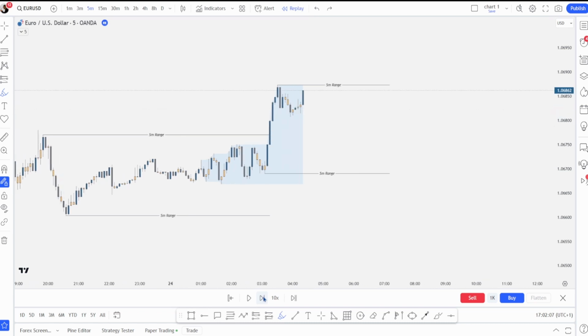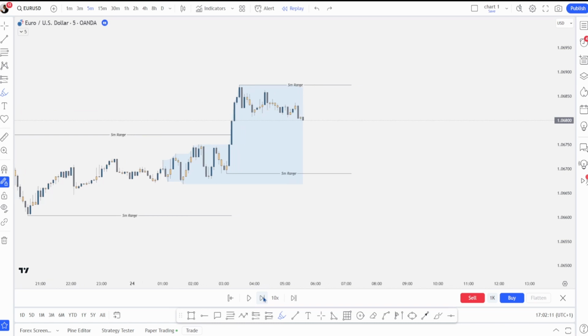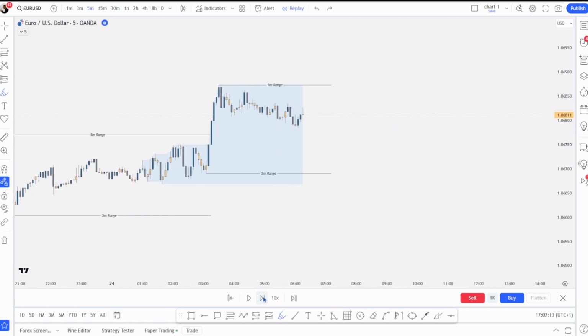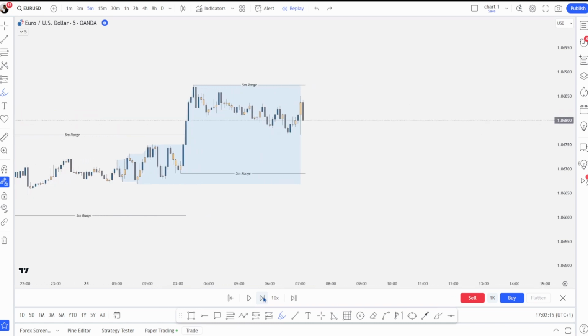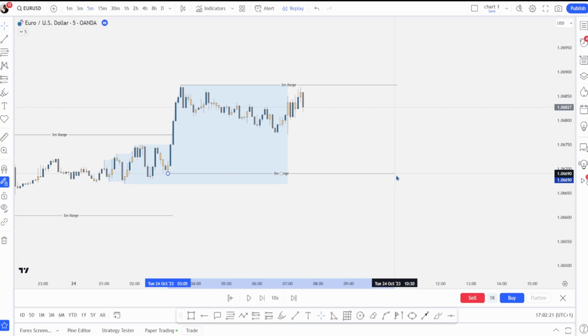Now remember, your high and low can be tested without being broken. That's completely fine. Now we are during Asia here as well, so we may see a deviation. But until we break out of the high or low, this is the range we are sitting within on the 5-minute chart.